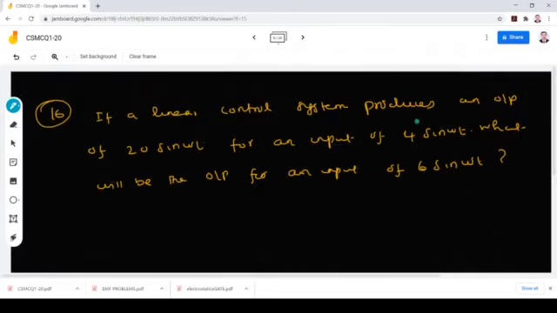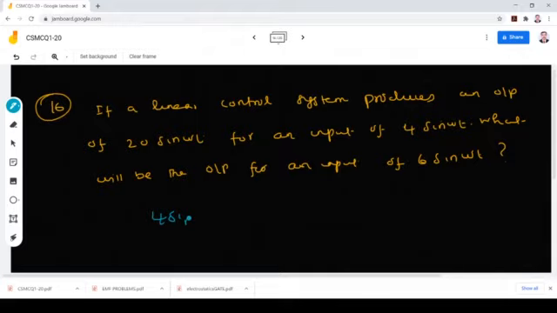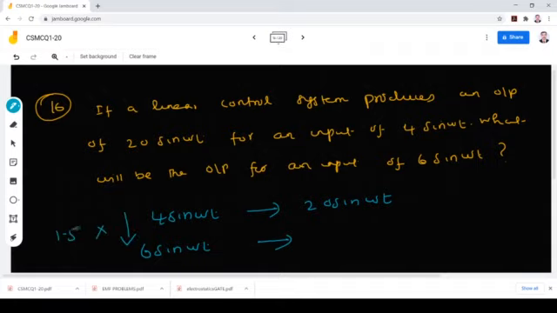Next one: if a linear control system produces an output of 20 sin omega t for an input of 4 sin omega t, for 6 sin omega t, what will it produce? It is linear, so there will be proportionality. 4 becomes 6 means it is multiplied by 1.5. So the output must also be multiplied by 1.5. 20 into 1.5 is 30. So 30 sin omega t will be the answer. So multiply the output by 1.5.